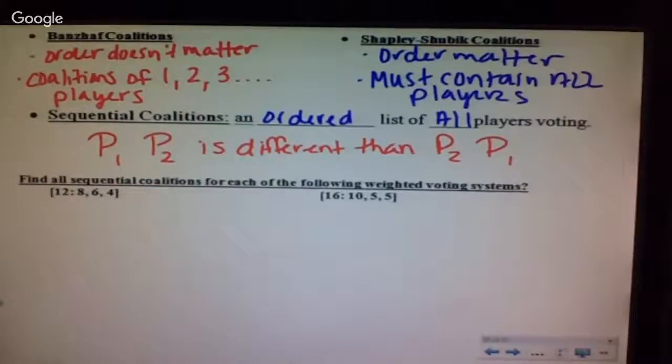Okay, so we have to write it twice. You need to be able to list out every way that we can write this in any order that you can think of. If you take a look at this first one, there are 3 players. That means every coalition has to have the 3 players. When we do sequential, it's supposed to have the little V's on the end. So 8, 6, 4.